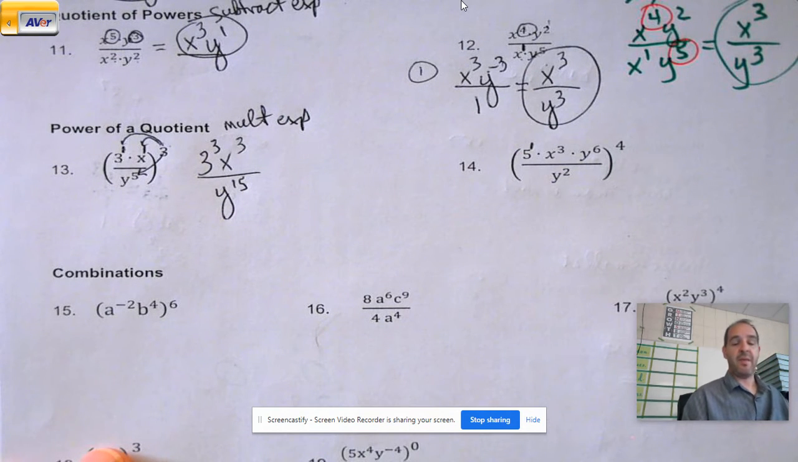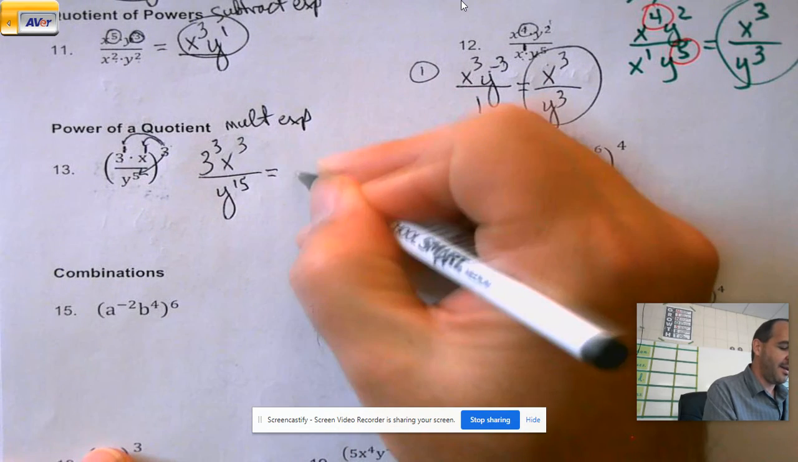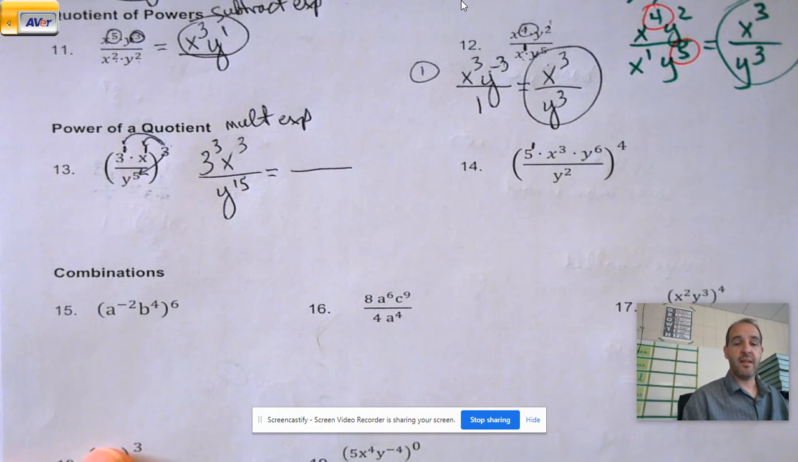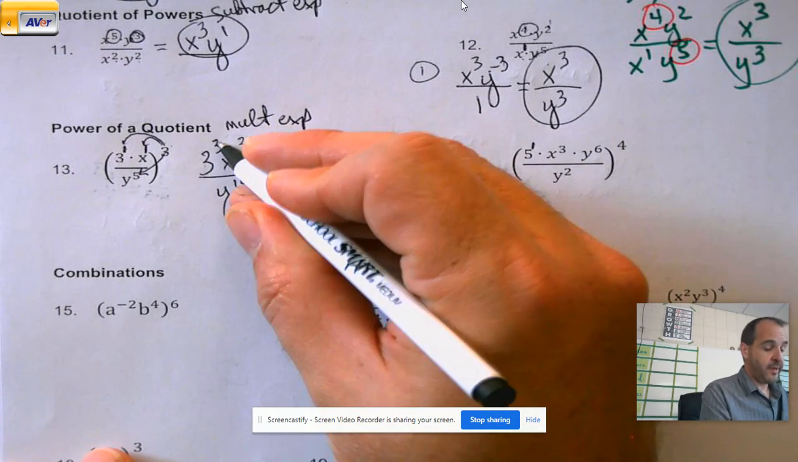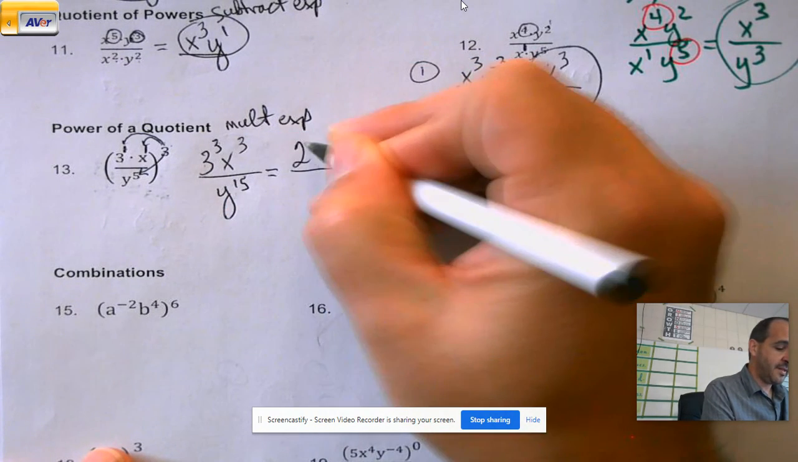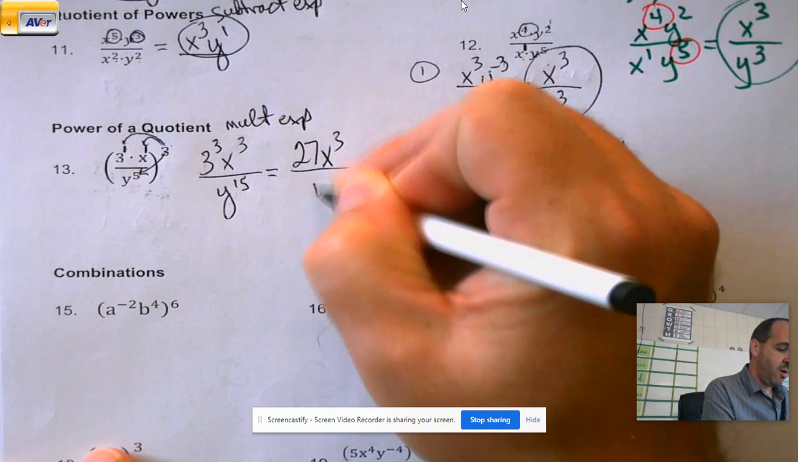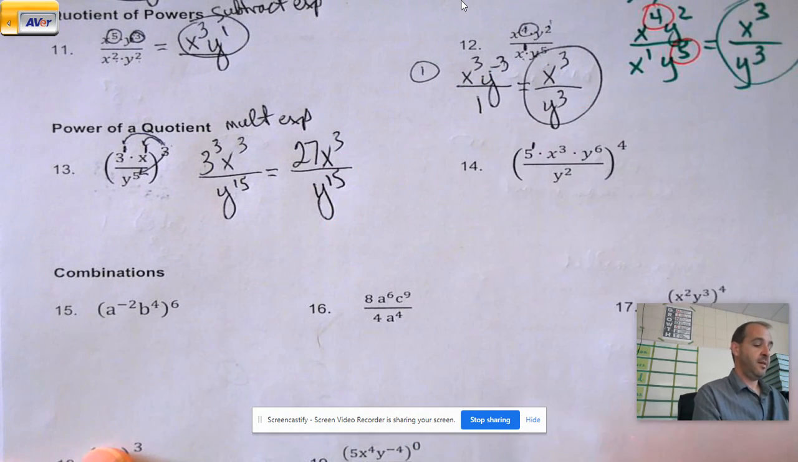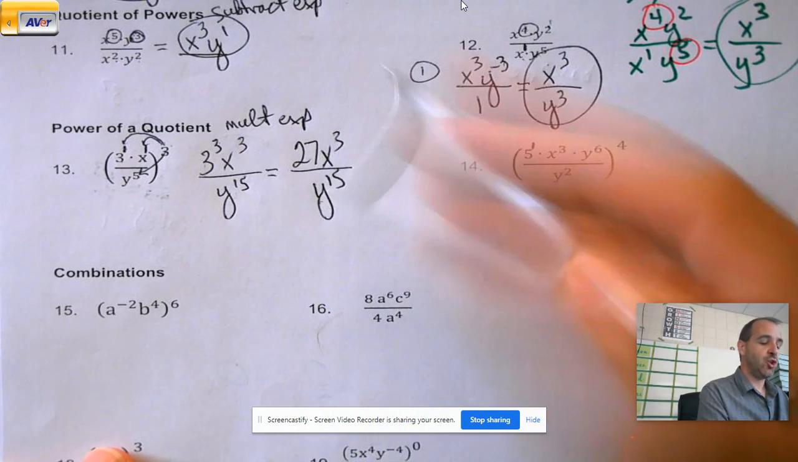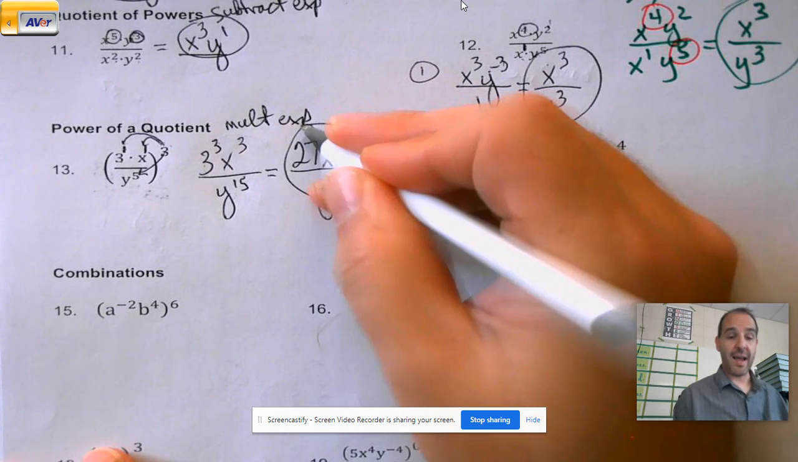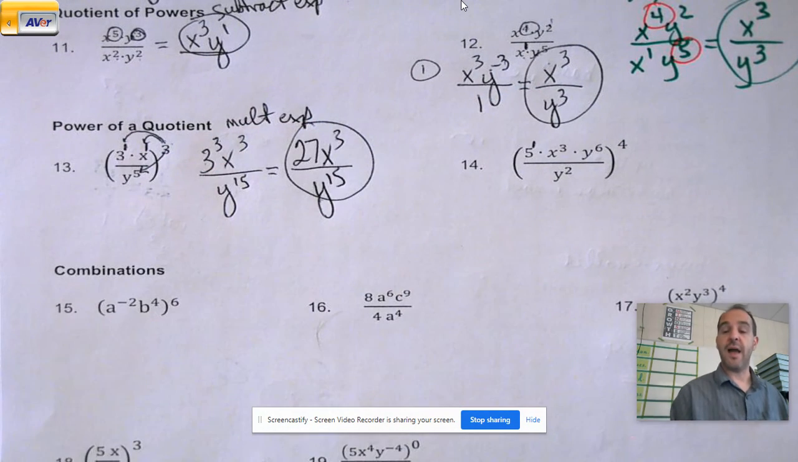Now again, mathematically wise, I'm good right here, but we want to simplify, get into that habit. If you've got to go to the calculator, there's nothing wrong with that. 3 to the third, 3 times 3 times 3 is 27, x to the third, y to the 15th. Different bases, you're done. If they were both x's, I keep going. If they're both y's, I keep going, but not for that.